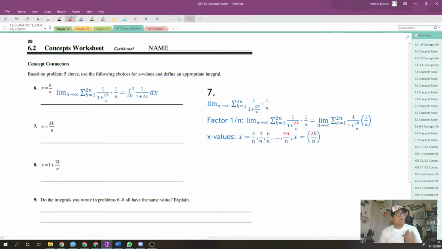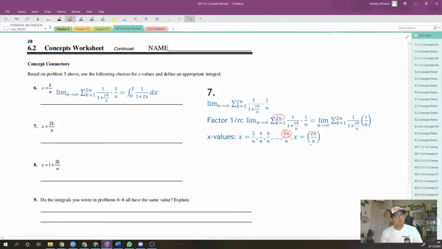Okay, our values of x. Well, this time we're going to take 2k over n, and we're going to say what happens when k is 1. You get 2 over n. When k is 2, you get 4 over n. When k is 3, 6 over n. And when k reaches 2n, you get 4n over n.